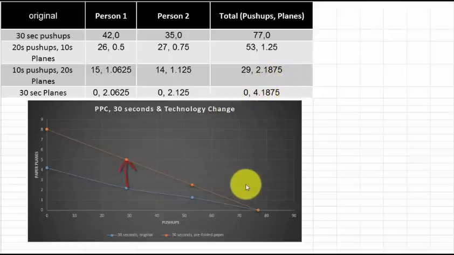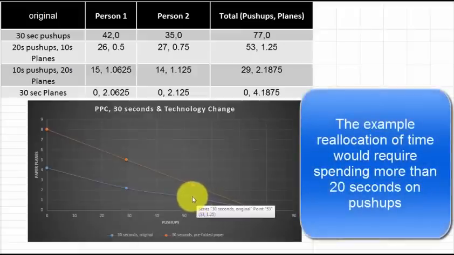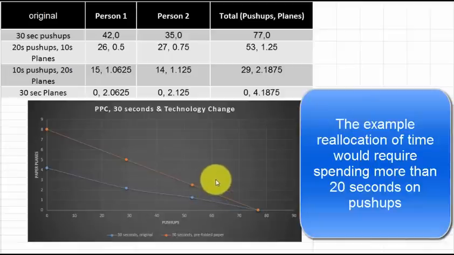So what's happened here is this technology change has made our PPC able to produce more airplanes, but not more push-ups. However, we could reallocate our time so that we can move from this point to a point over here on this new curve that has both more push-ups and more paper airplanes.